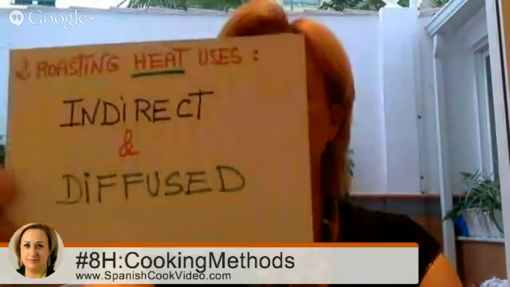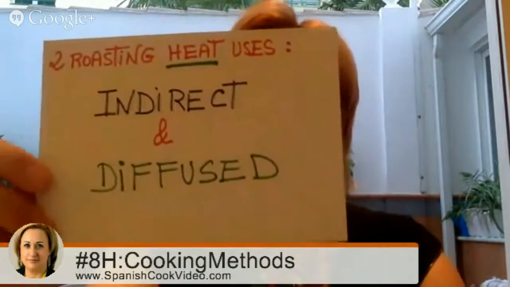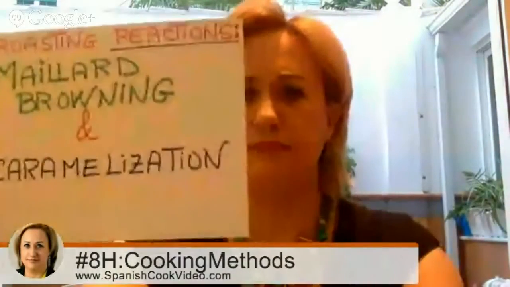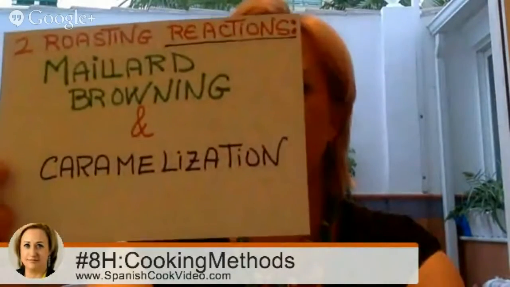It uses an indirect and diffuse heat, suitable for a slower cooking of meat in a large whole piece. Enhanced flavor through caramelization that occurs over 160 degrees centigrade or 320 degrees Fahrenheit, and mainly browning of the surface of the food.